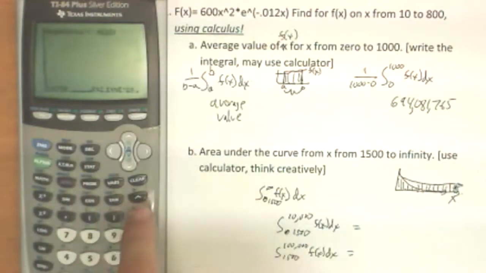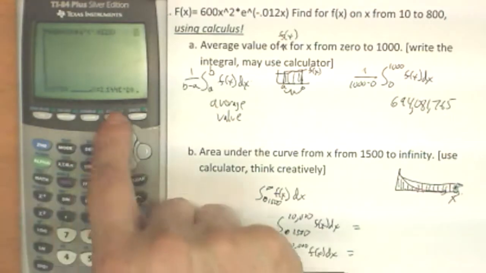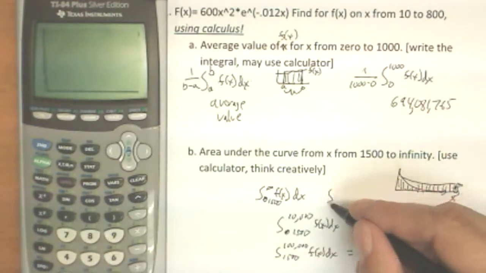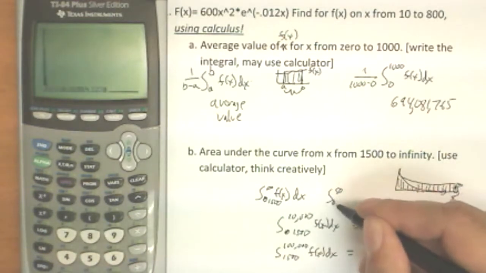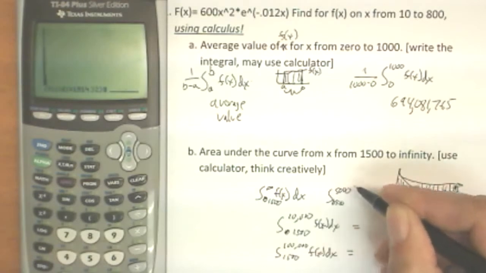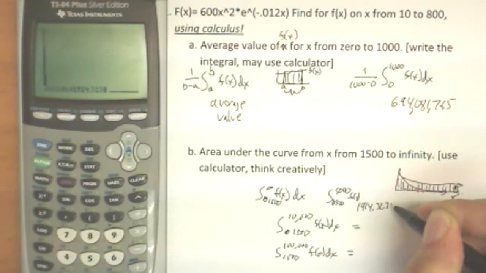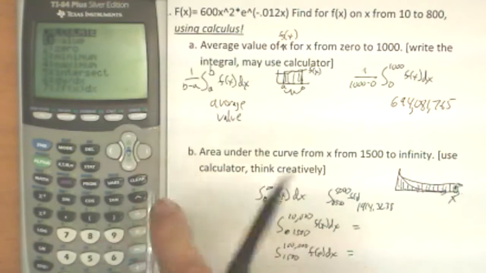And we'll second calculate. Number 7 is integrate. Lower limit 1,500. Upper limit, we could even do 1 to 5,000, I suppose, and start our process off a little smaller. So 1,500 to 5,000. And if I integrate that, I got 1914.3238.